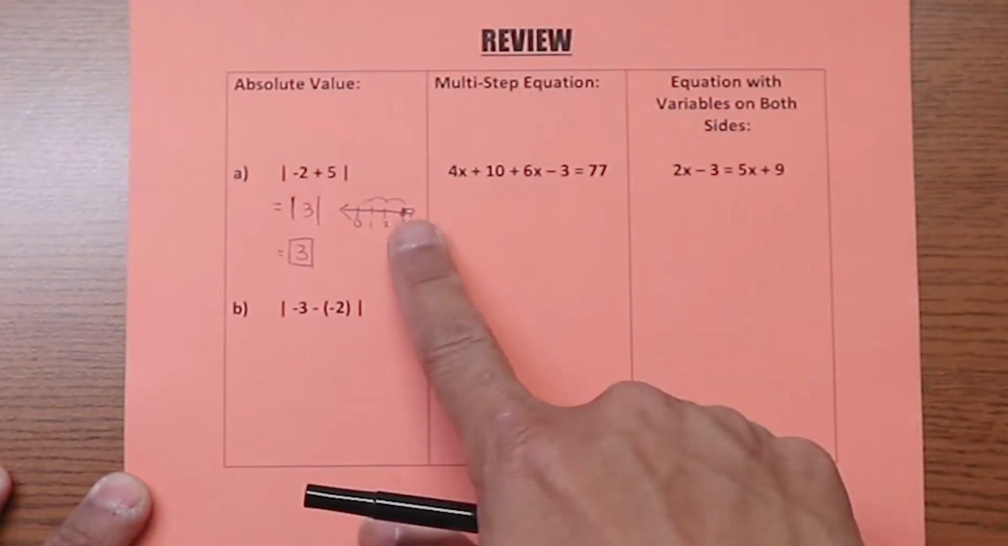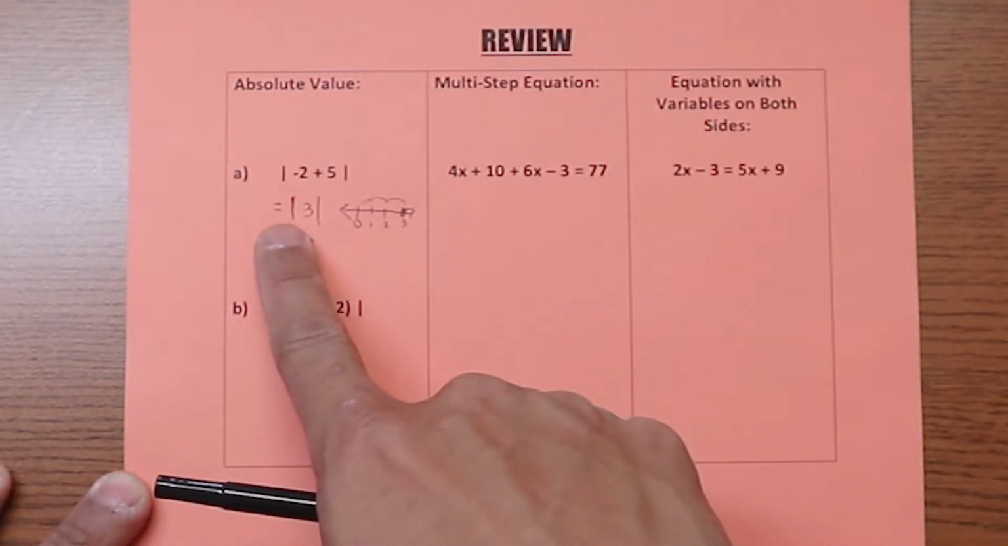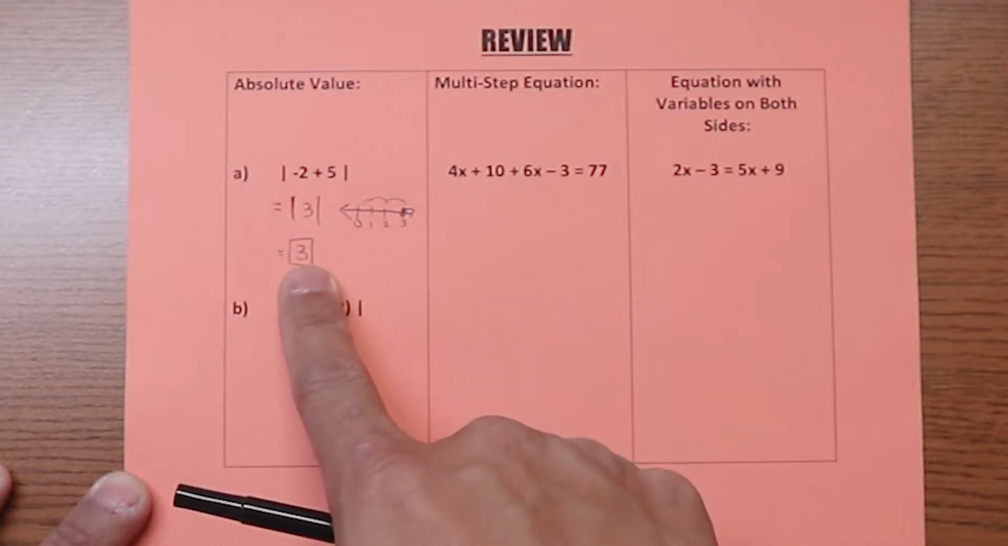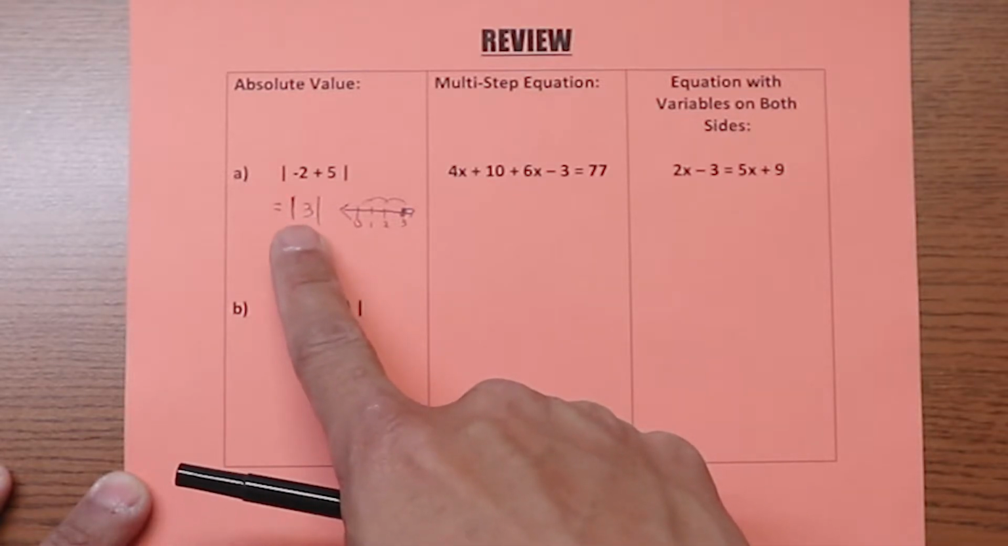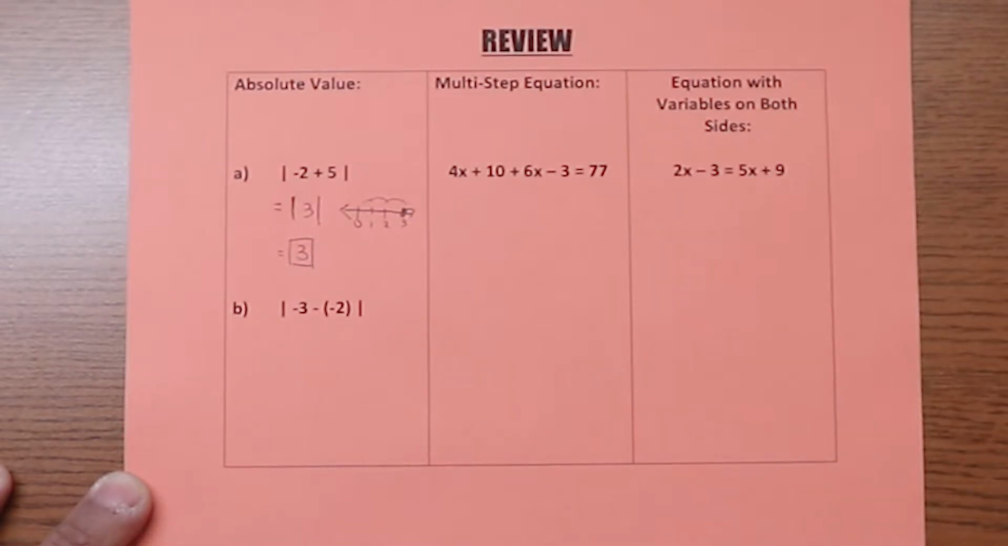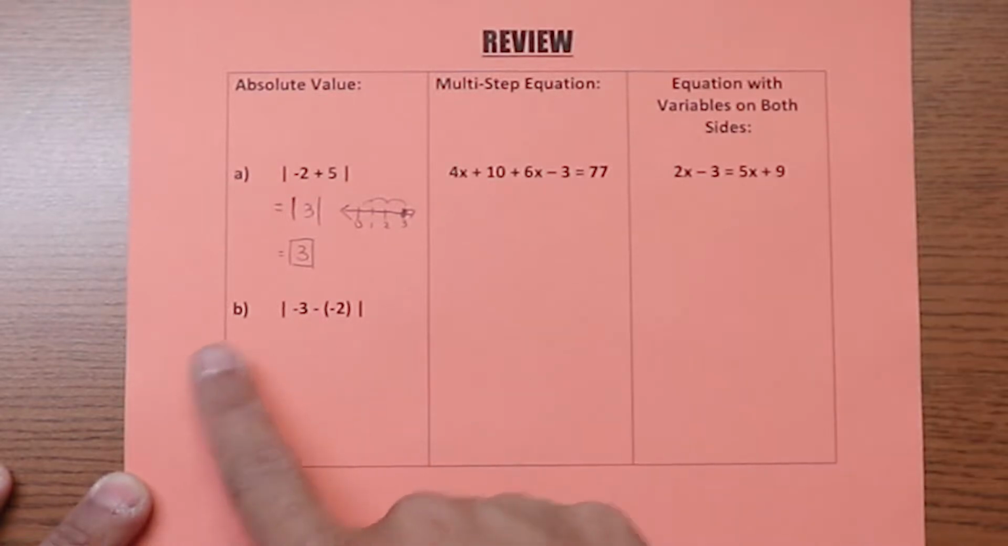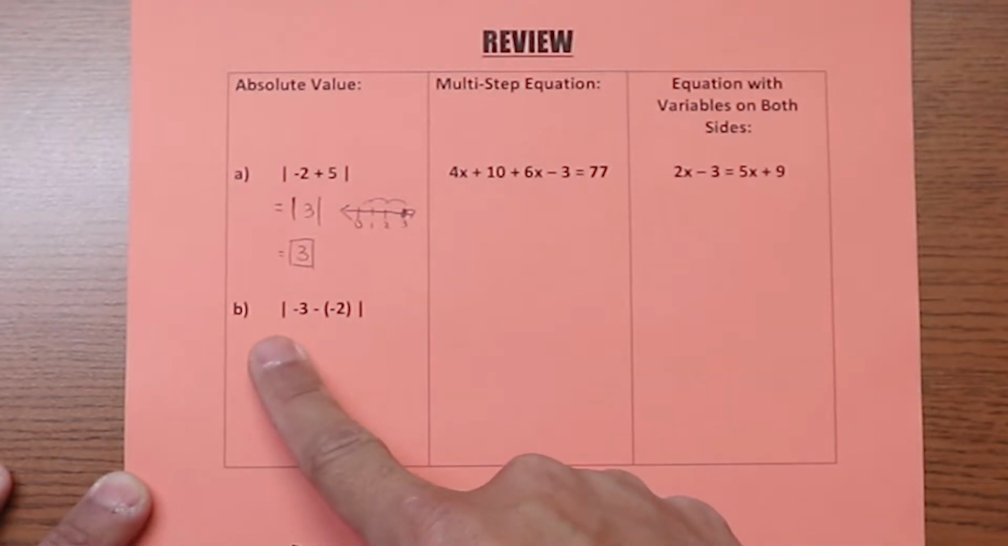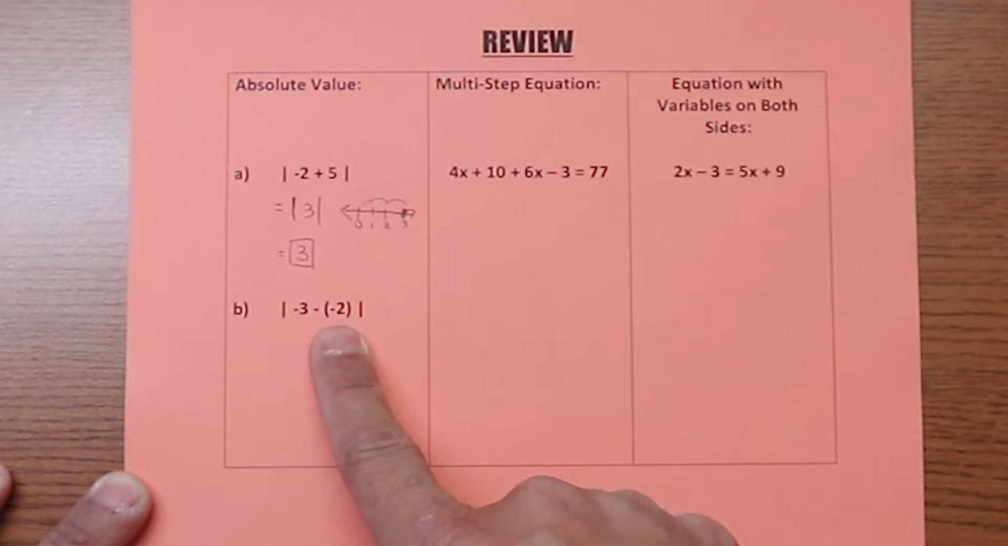Now, this is just for explanation purpose, but for shortcuts, the absolute value of any positive number is positive, and the absolute value of any negative number is still positive. So pretty much anything that you get out of an absolute value, it's going to be 0 or a positive number. Well, moving on to part B, this one is absolute value of -3 minus -2.